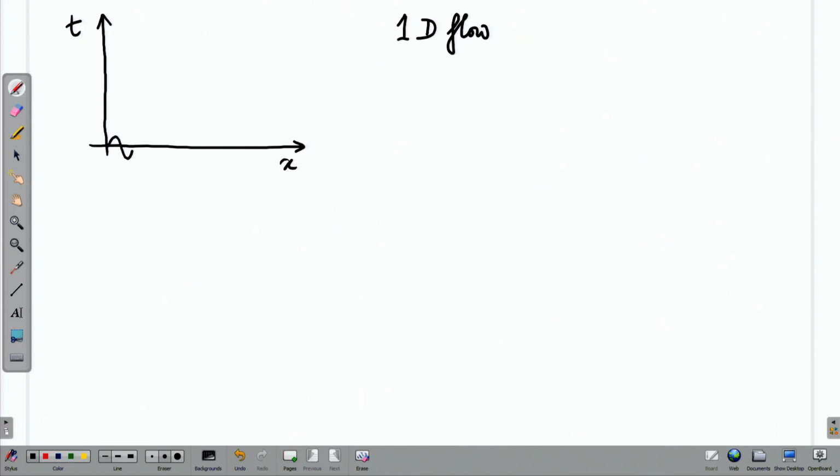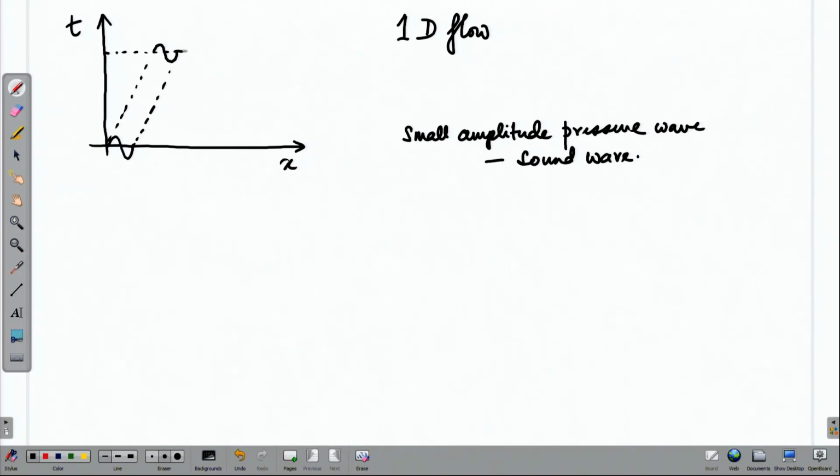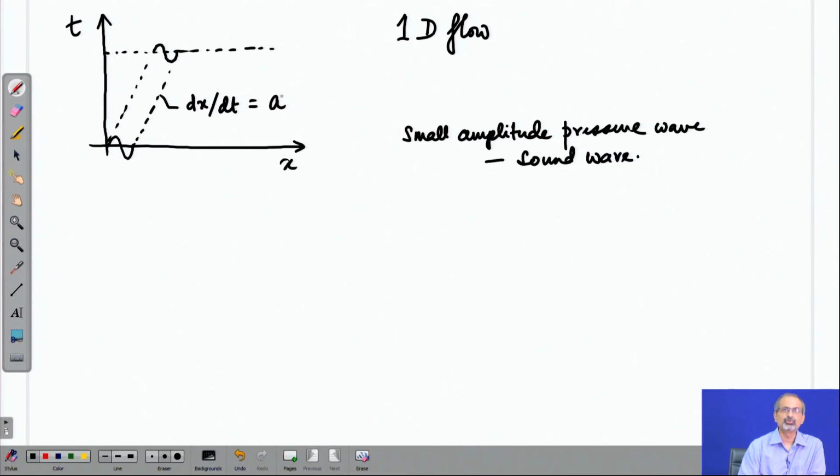Just for recollection, we said that a very small amplitude pressure wave, which we called a sound wave, when it propagates through the medium, the ripple that is created in the flow properties traverses through the domain at constant speed, that is at the sonic speed, and the waveform remains undistorted as it traverses through the medium.